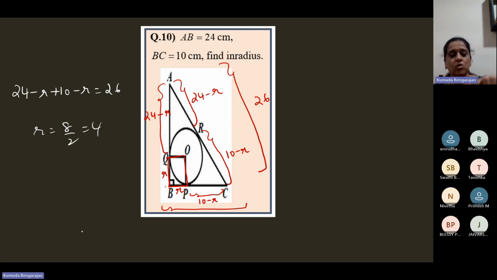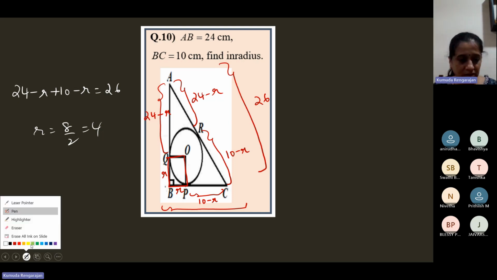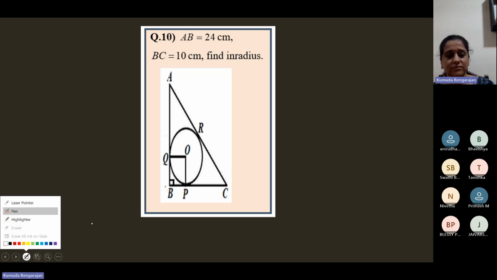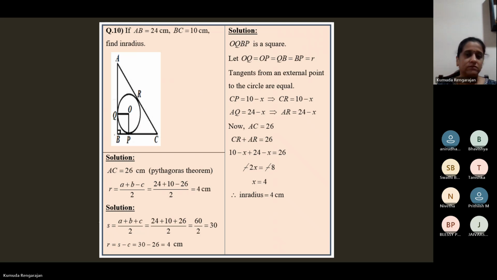We proved that OQBP is a square, and then we used the theorem, tangents from an external point of the circle are equal. So use this method, or as I told you, join OA, OB, OC: triangle plus triangle plus triangle is equal to the area of the whole triangle. By now you should have understood that because I've worked the sum in this way, it's not that you should work it in this way only. A question like this, you can use any approach.